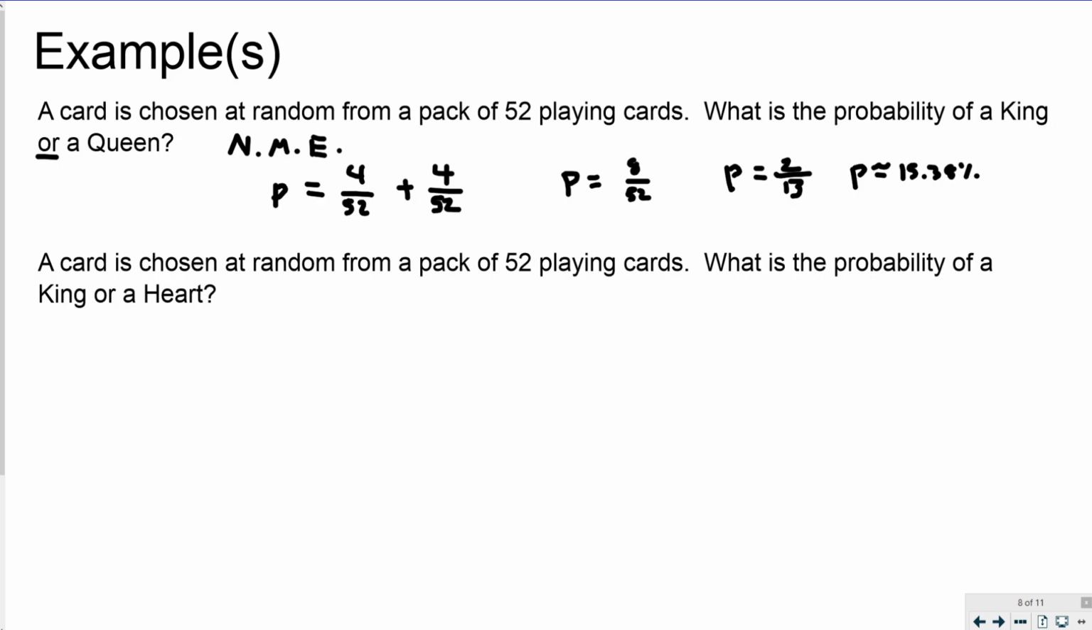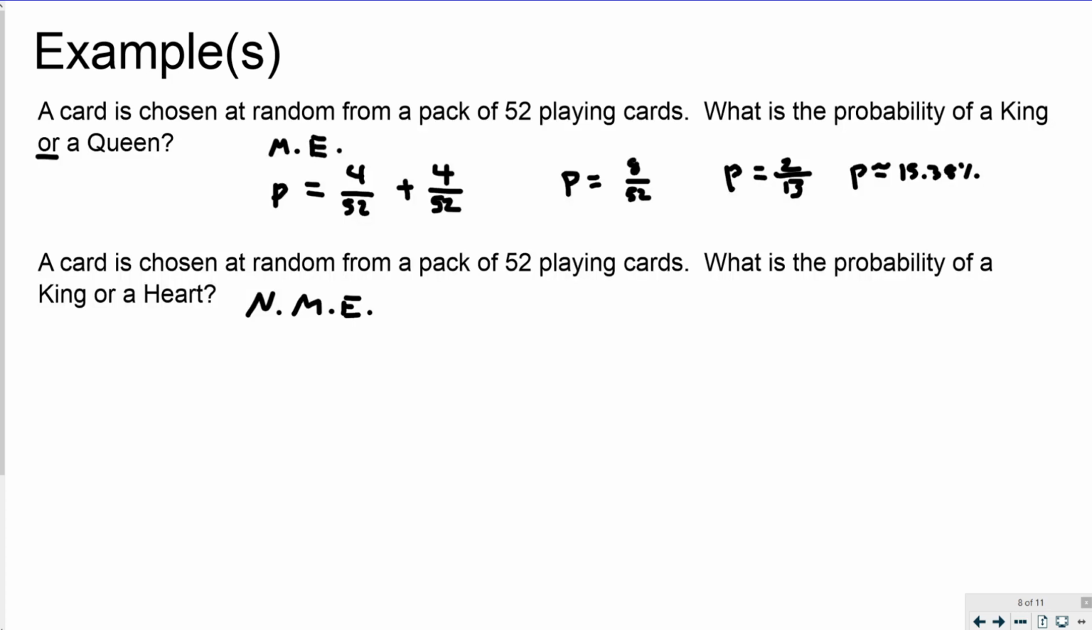A card is chosen at random from a pack of 52 playing cards. What is the probability of a king or a heart? So this is an example of mutually... Excuse me. I wrote the wrong thing on the first one. These are mutually exclusive. So for the first one, those are mutually exclusive, so that's why you can just add them together. The second one is the non-mutually exclusive. These are the ones where they can have some overlap. So I apologize for my error. Please go back and correct what you wrote down, guys.